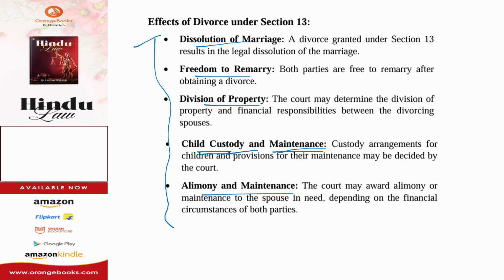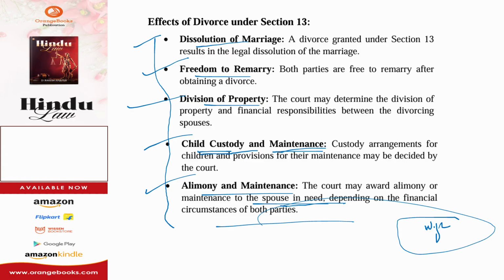So dissolution of marriage, freedom to remarry, division of property, child maintenance and custody, and alimony and maintenance to a wife or a spouse. In general, it will be to a wife only, but in special cases, the husband can also claim it. Otherwise, alimony and maintenance go to the spouse in need. That's why it is said spouse in need. Generally, it is the wife. It all depends on various conditions of financial circumstances of both the parties. We will discuss alimony and maintenance in detail in a later part of this video.